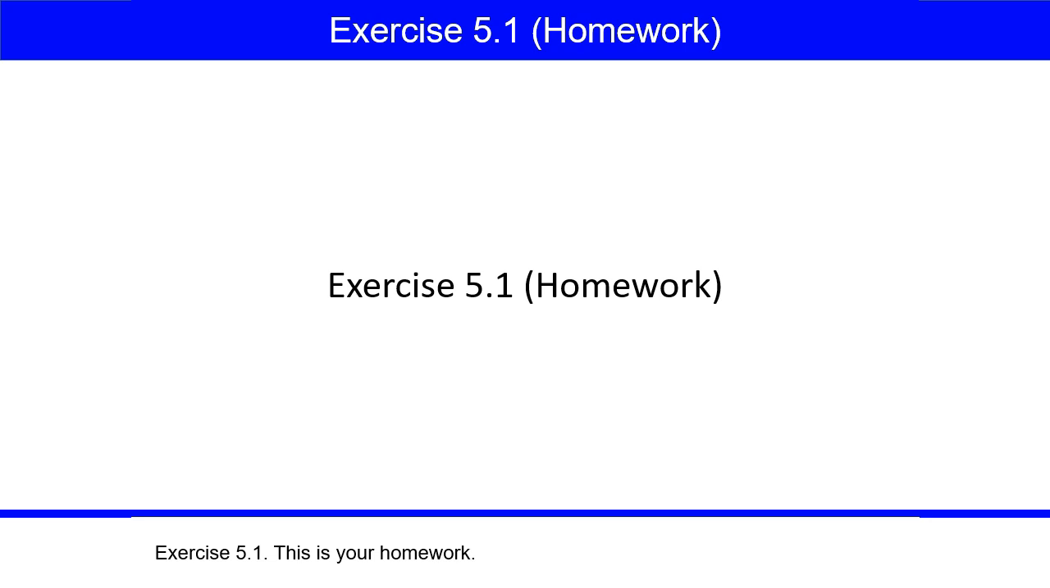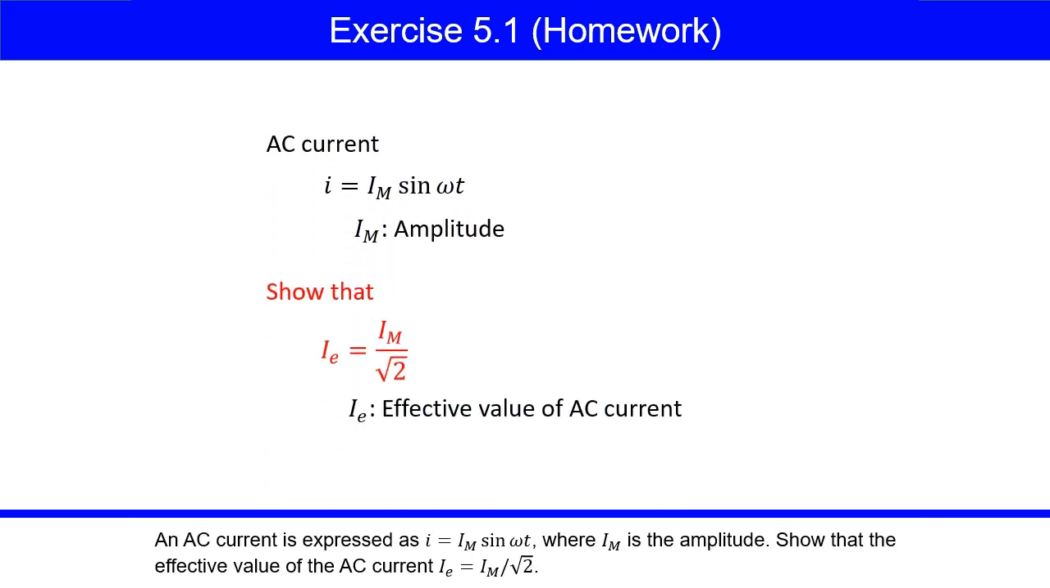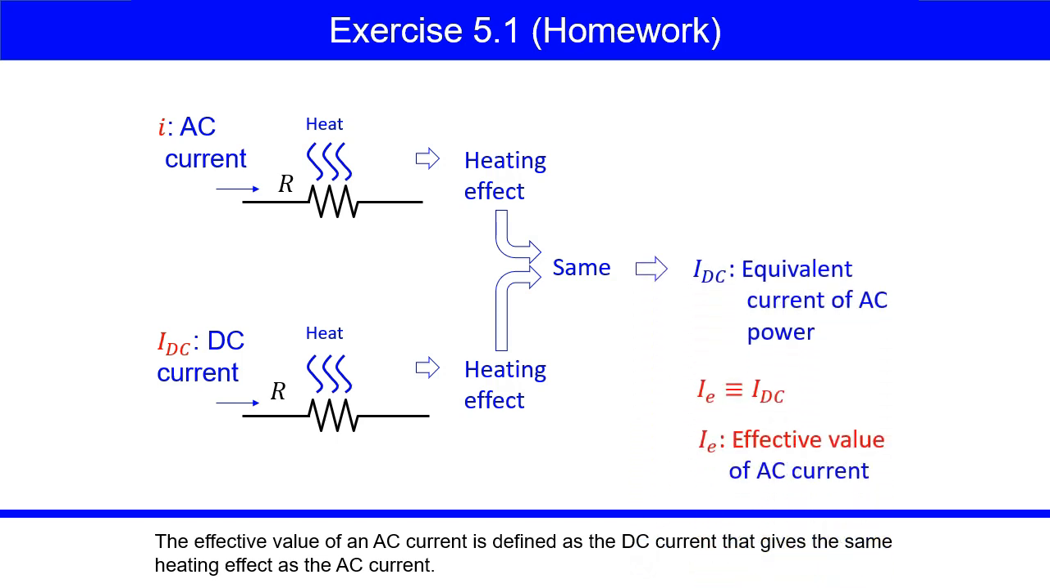Exercise 5.1. This is your homework. An AC current is expressed as I equals Im sine omega t, where Im is the amplitude. Show that the effective value of the AC current IE equals Im over square root 2. The effective value of an AC current is defined as the DC current that gives the same heating effect as the AC current.